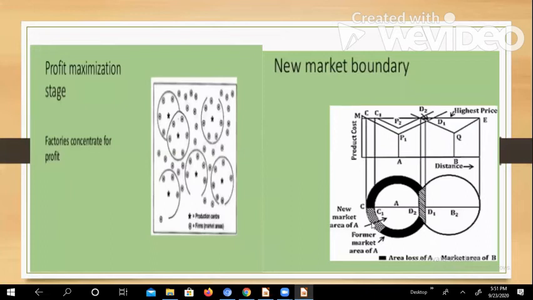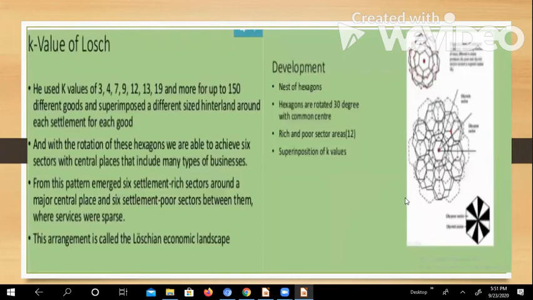So this area will be taken by some other firm which is on this side. So this area which is lost by A is gained by B. So A's market boundary has reduced, B's market boundary increases, again by the same formula of price.